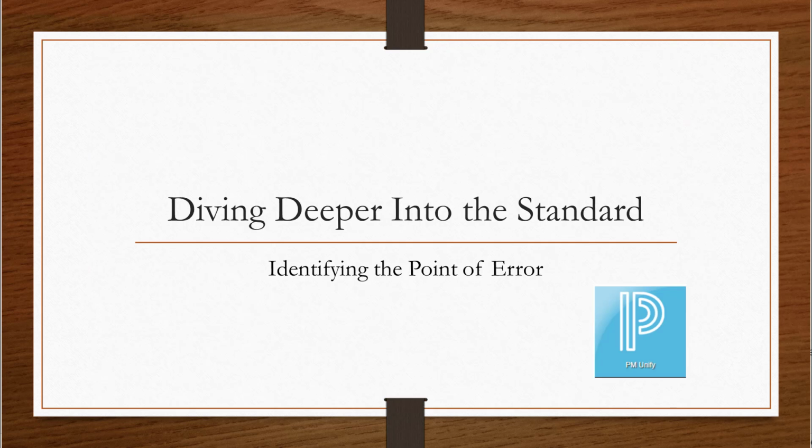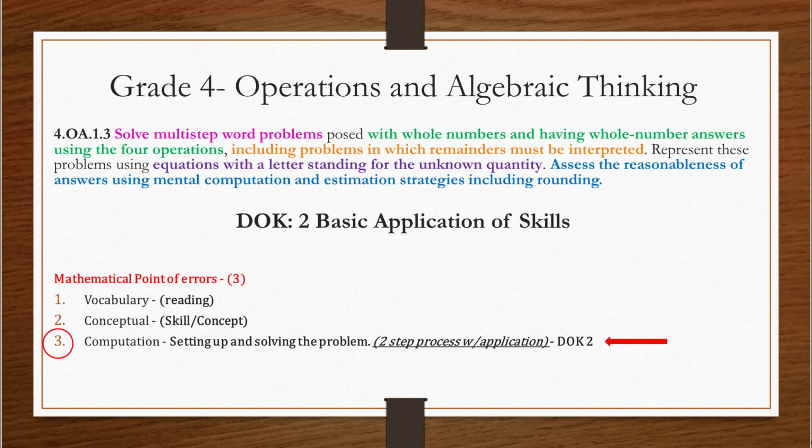In order to address the exhibited weaknesses as seen within the reporting category reports, we must now unpack the standard and the depth of knowledge level to assist with identifying the point of error. Here's an example using a 4th grade math standard within the operations and algebraic thinking reporting category at the DOK 2 level.